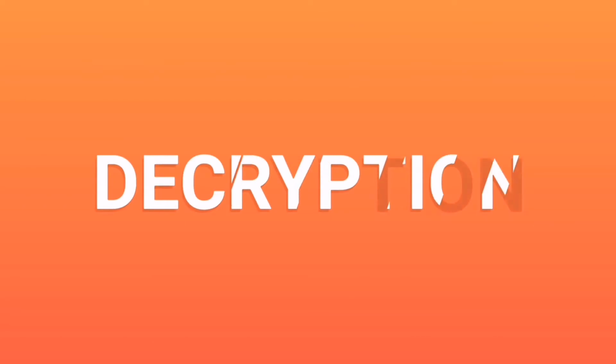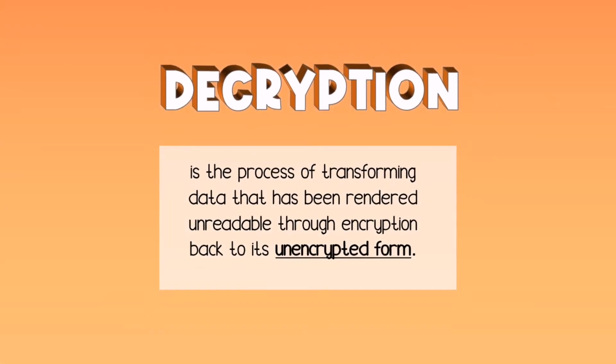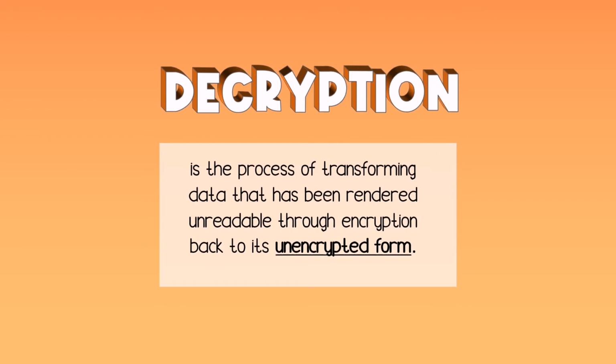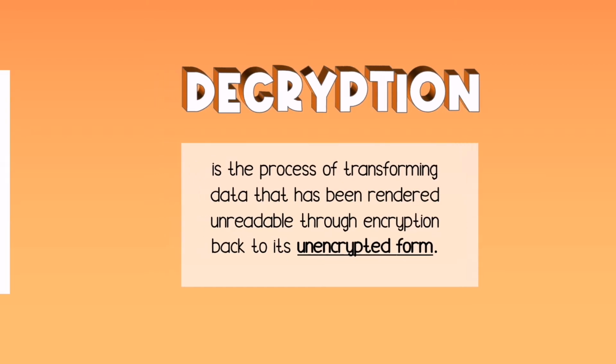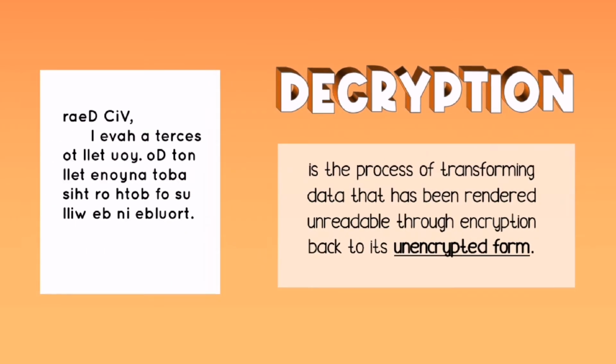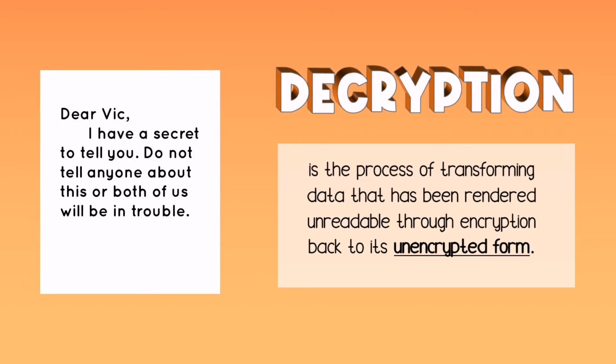Now, how about decryption? Decryption is the process of transforming data that has been rendered unreadable through encryption back to its unencrypted form. In other words, it's unscrambling the message to make it readable.